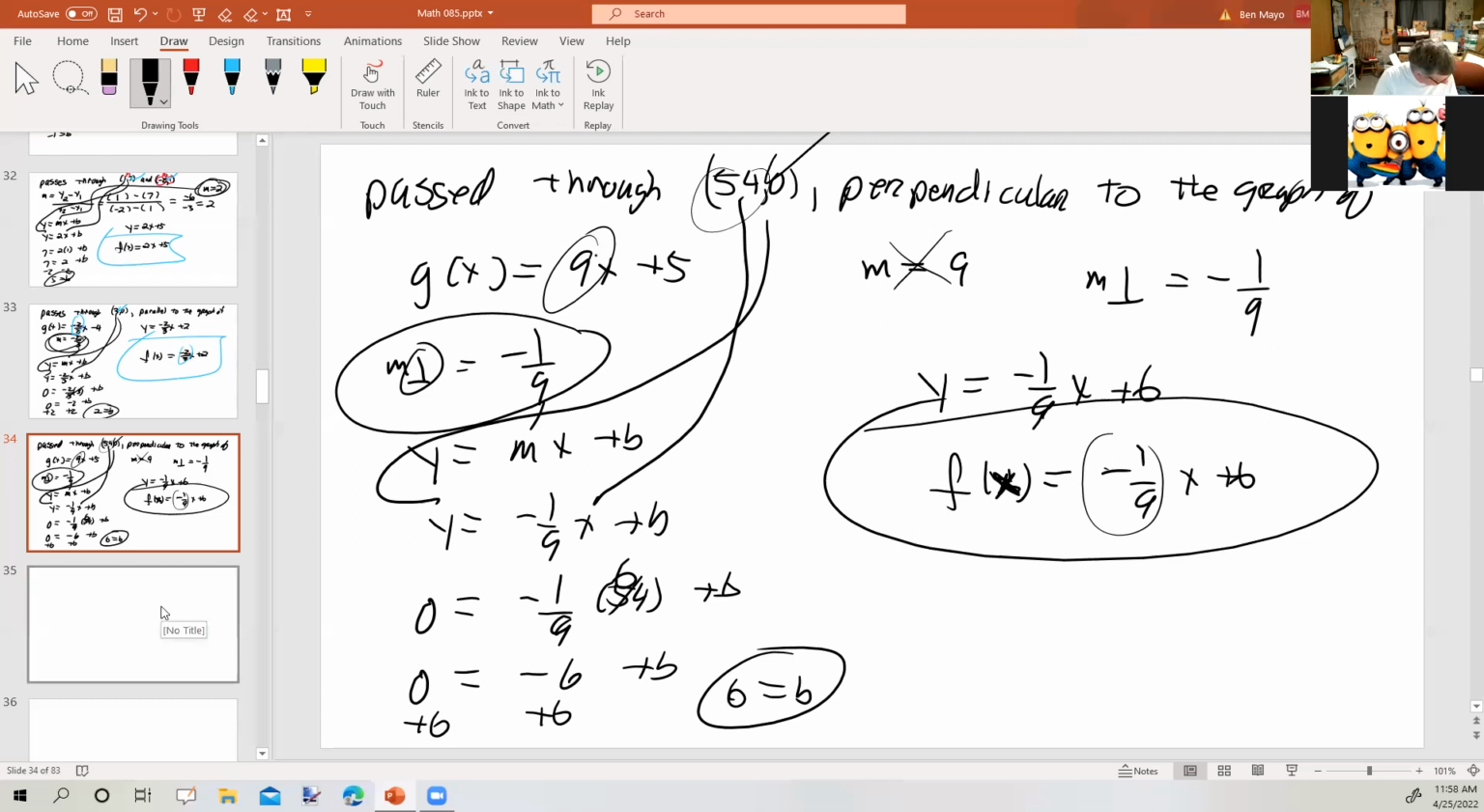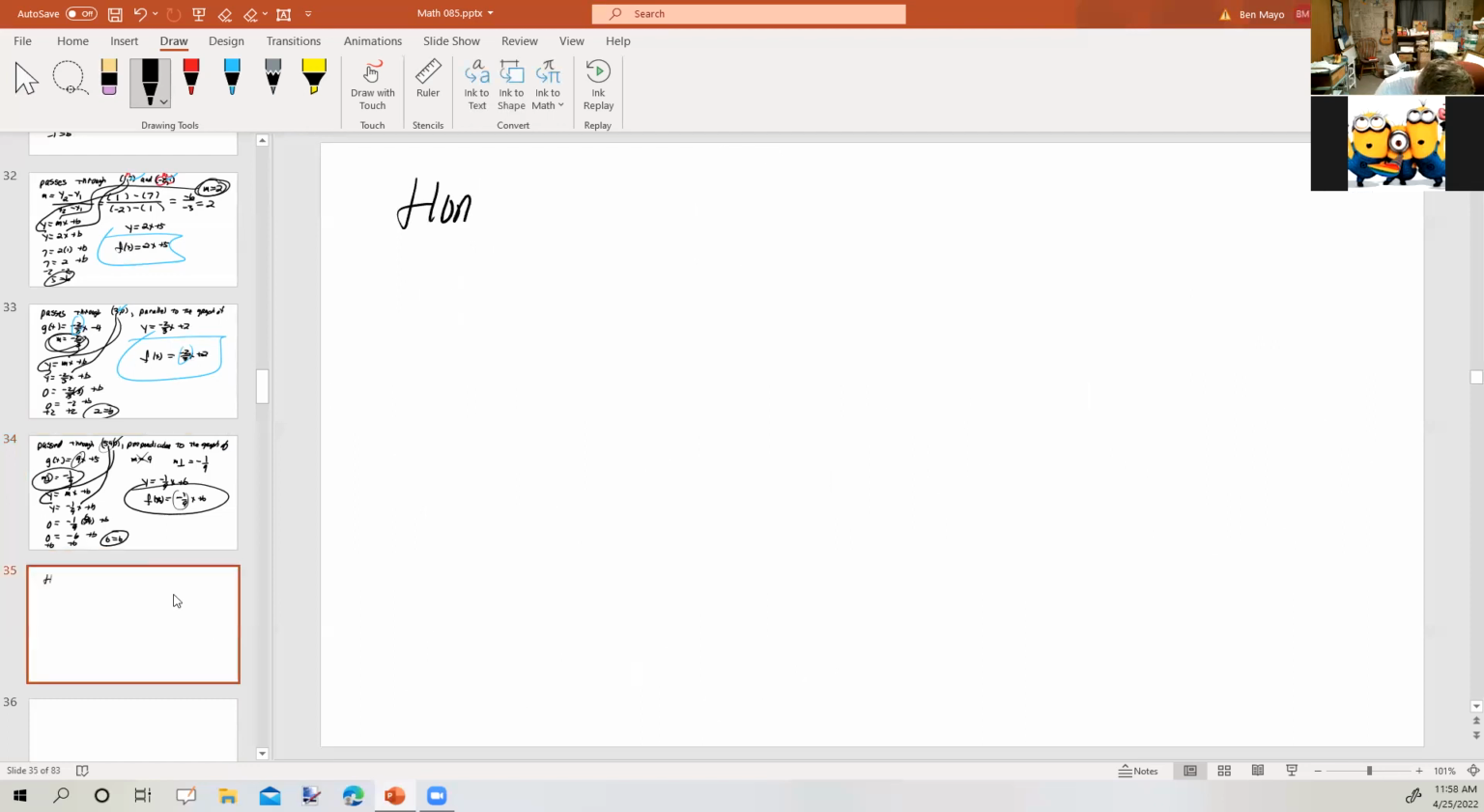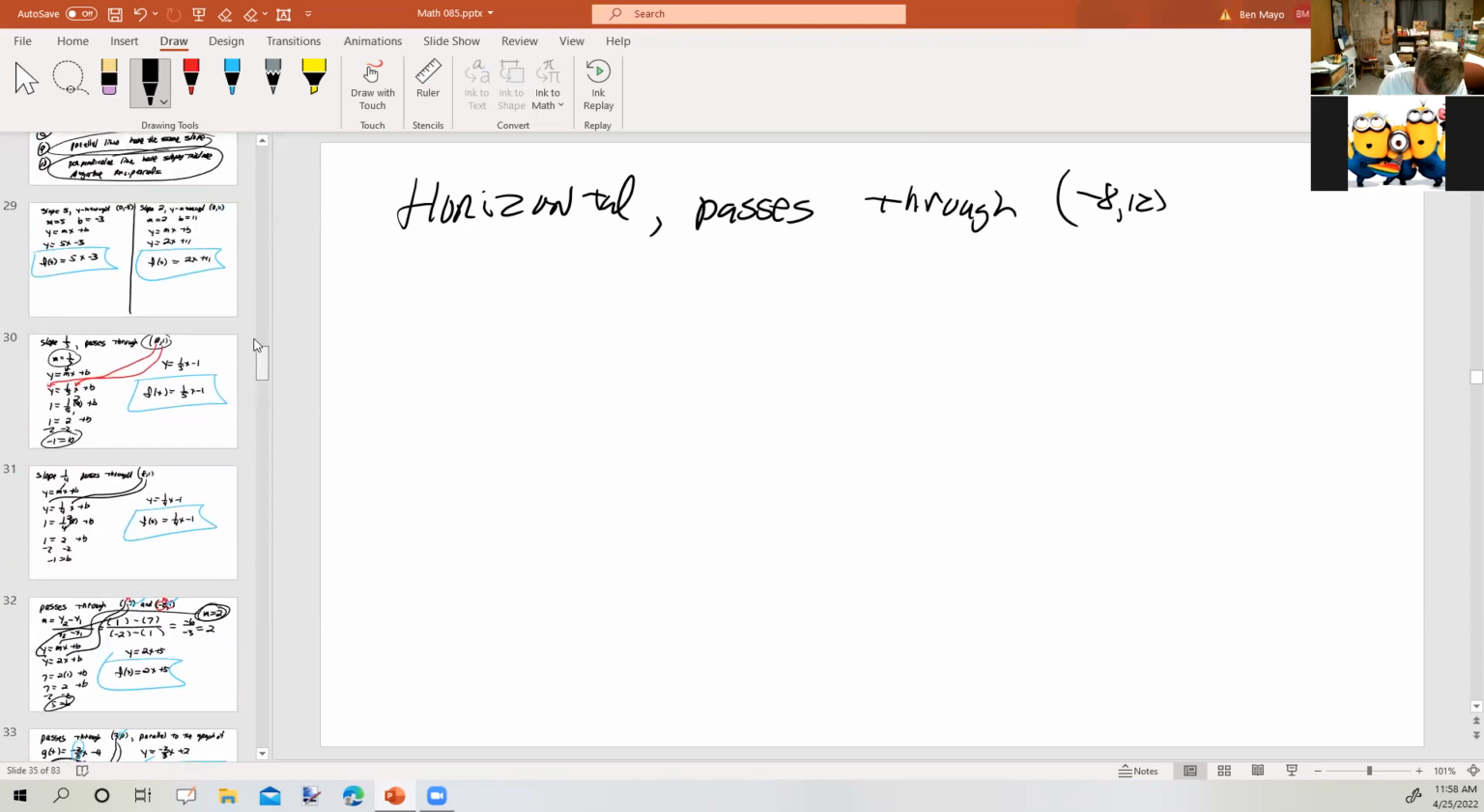Next up, it says, write an equation that has the following characteristics. The line is horizontal, and it passes through the point (-8, 12). Okay, so let's go back here again.